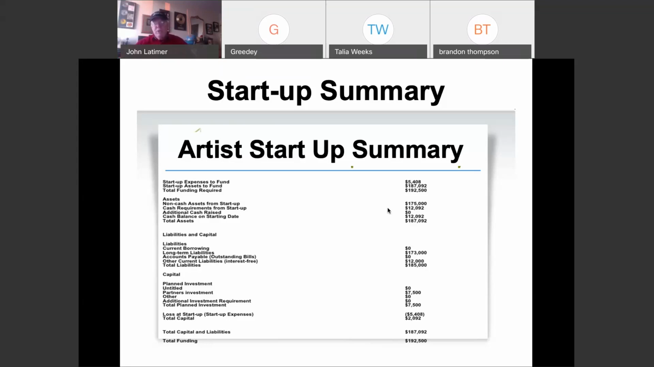It may be 2 years, 3 years, 5 years down the line. But as you develop your finance plan, you'll be able to project when the artist is going to start making money. And that's going to be reflected in your break-even analysis. Okay? So, things to think about when you're doing this. What kind of startup expenses are you going to need? What kind of startup assets to fund this company? How much money are you putting in?